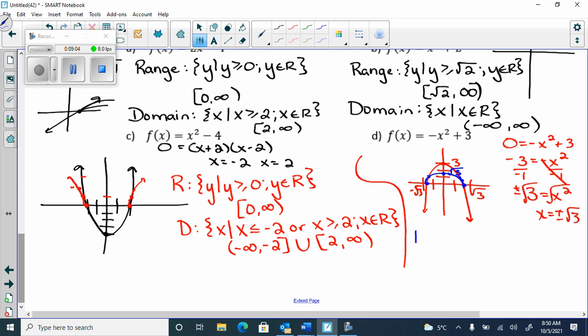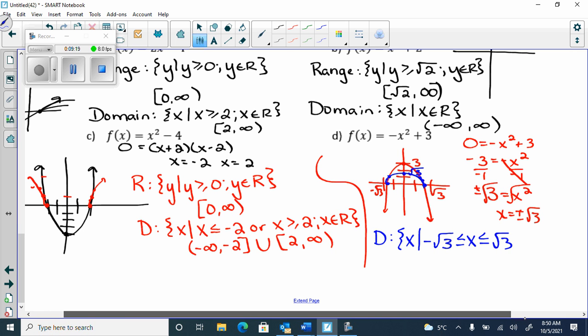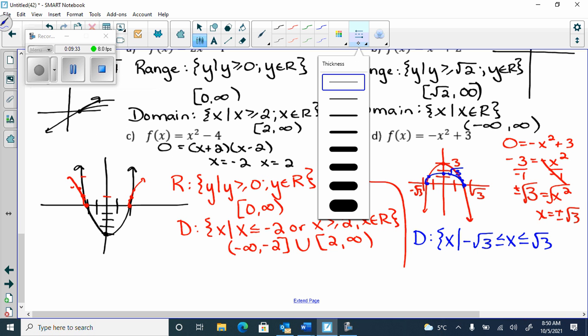So my domain is going to be x such that, and now you can sandwich them. So you go low to high. Negative root 3 is less than or equal to x is less than or equal to root 3. So if you go low to high, these are actually the same direction. And the reason why they're the same direction is you are reading from the x, and that's the biggest thing I try and start teaching from grade 10 onwards, is you read from the x, which what the heck does that mean?